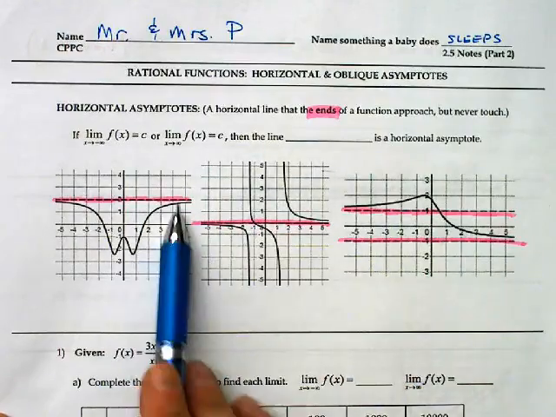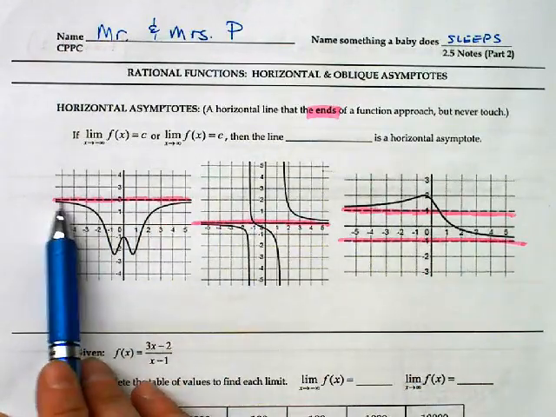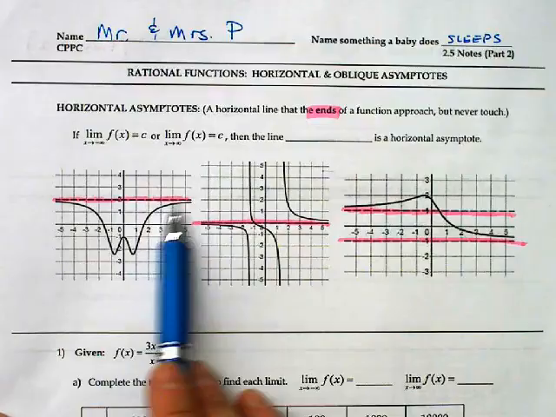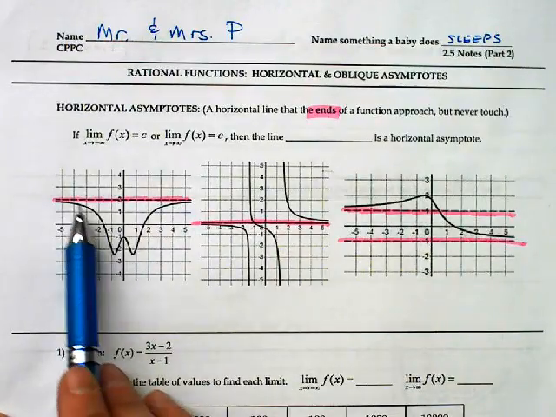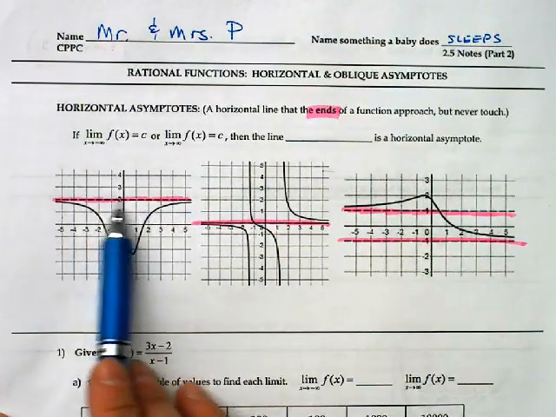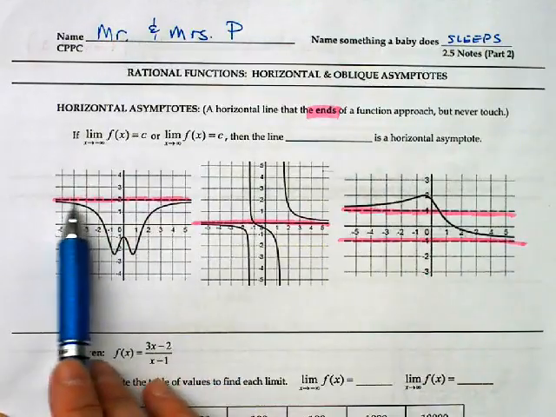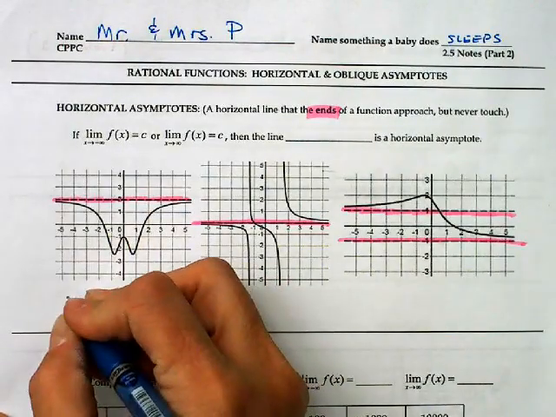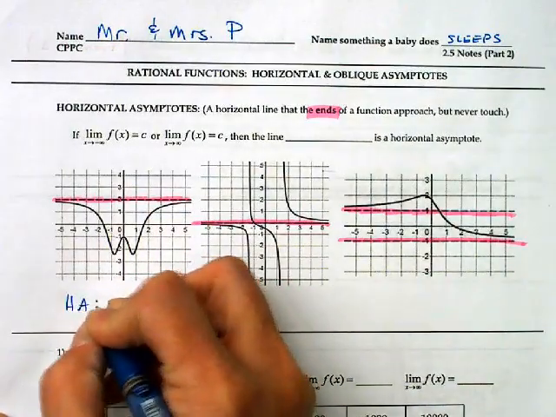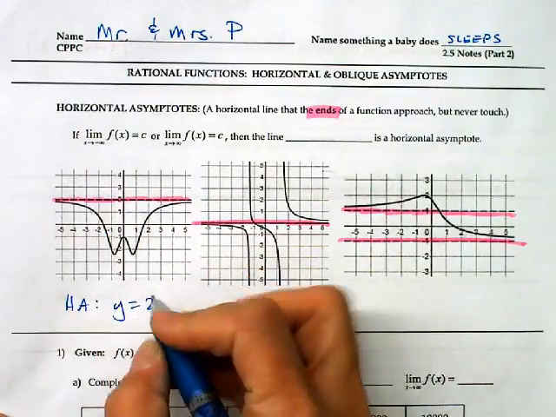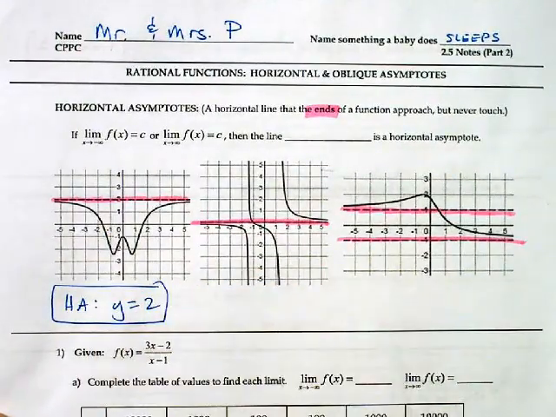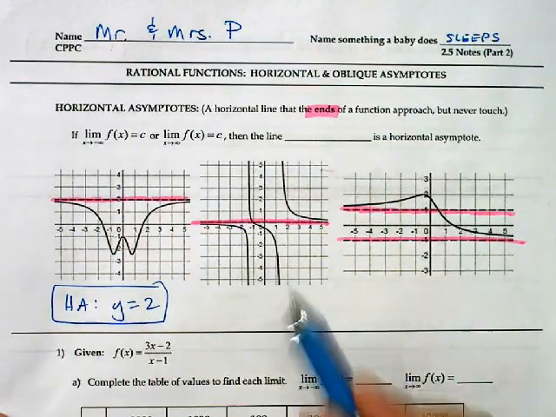So we'll fill this in a moment, but let's take a look at the first graph here. If you look at the very left end and the right end of the graph, they do seem to be getting closer to, but never touching, this horizontal line here, y equals 2. And that will be the equation of our horizontal asymptote. It is the horizontal line the graph gets closer to without touching at the ends.